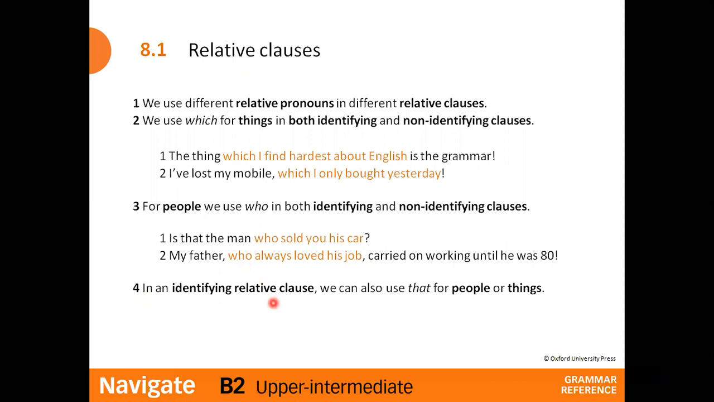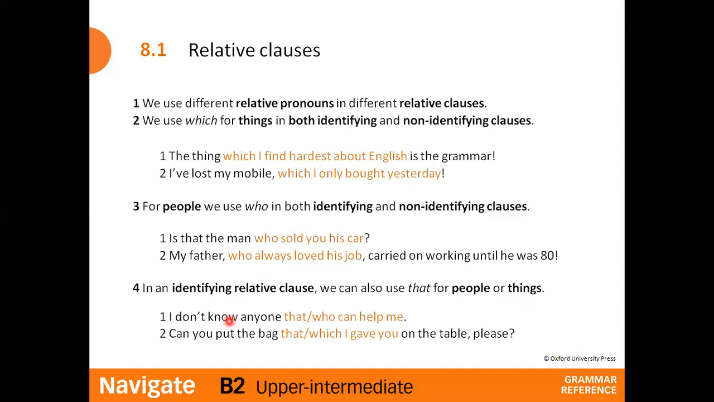All right, next. In an identifying relative clause, we can also use that for people or things. It says only in identifying relative clauses. For example, I don't know anyone that can help me. Here you can see that or who, which you can use for people, so anyone. Can you put that back, that which I gave you on the table, please? So the bag is identified by that or which here. To summarize, we can use that for people and things. And of course, who is used only for people and which is used for things.